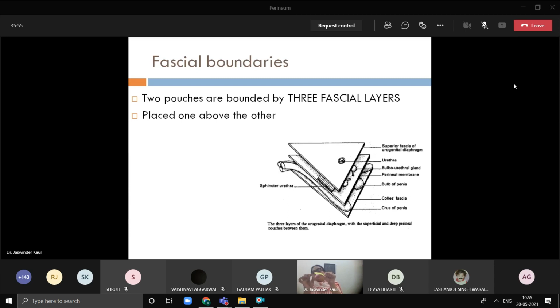urogenital triangle. First understand these 3 layers, then after that I will explain from where these 2 layers, the perineal membrane and the superior layer of the urogenital diaphragm, come. So in the perineum, urogenital triangle, there are 3 fascial layers present. First is the Colles fascia, then the perineal membrane, then the superior layer of the urogenital diaphragm. These are present one above the other.